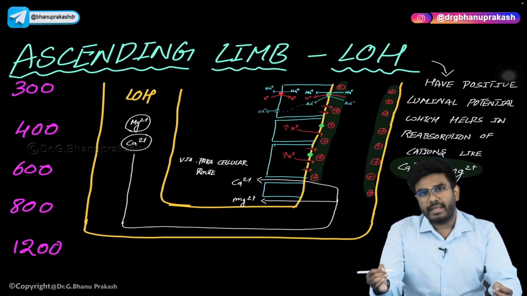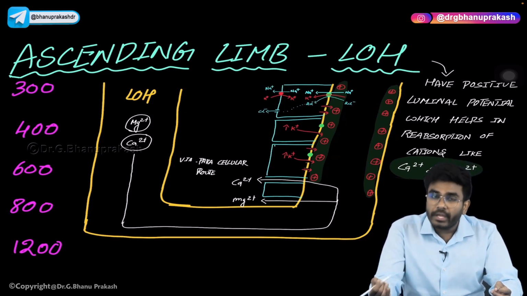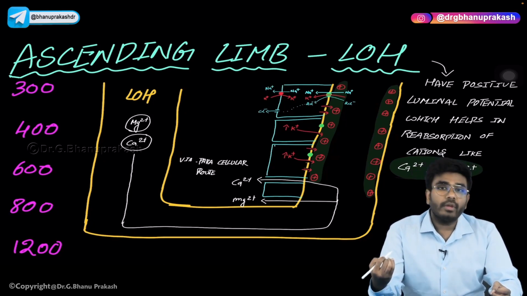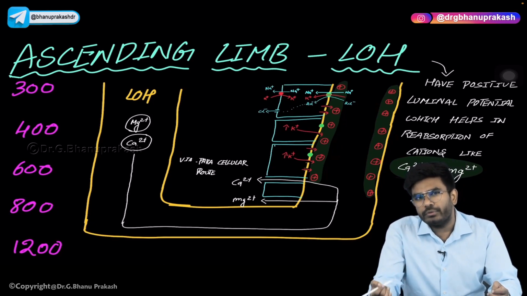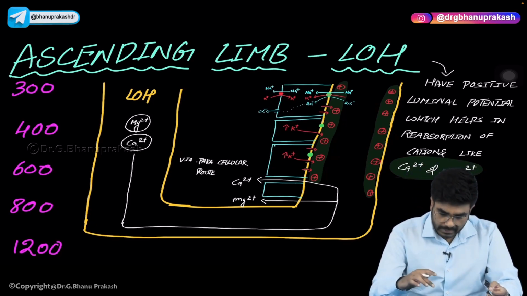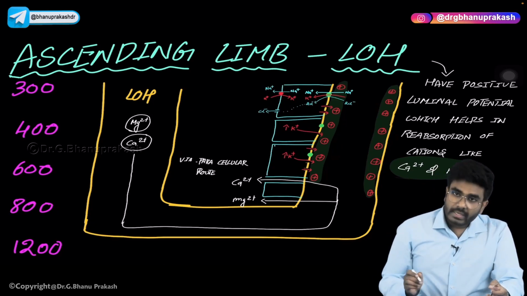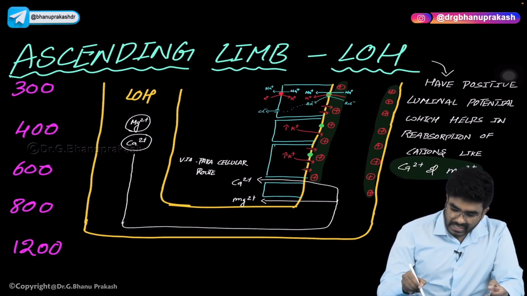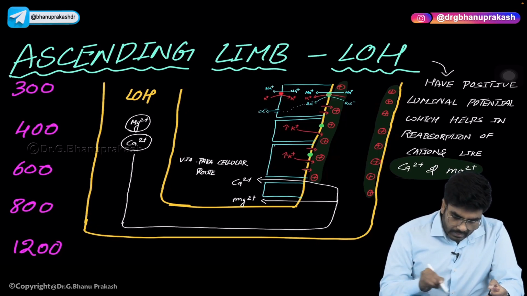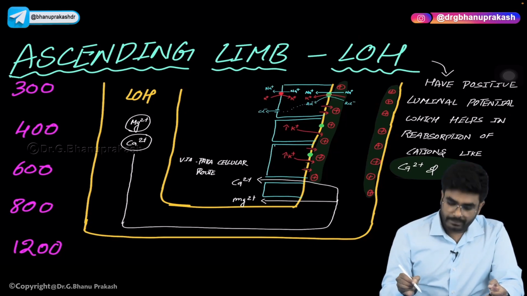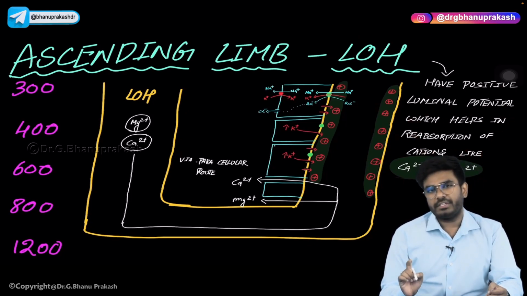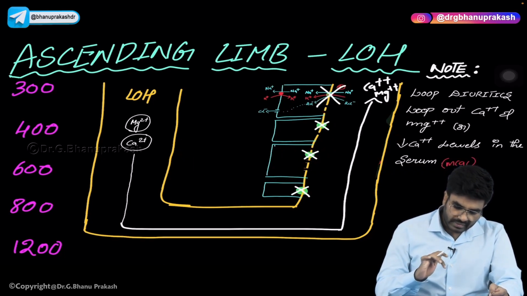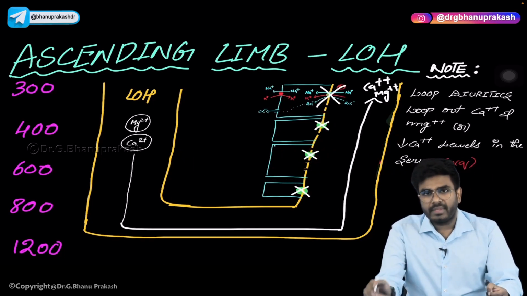Now, let's take a scenario where we are using loop diuretics and where we are using thiazide diuretics. What happens if we use loop diuretics and what happens if we use thiazide diuretics? Okay. Before that, please concentrate on the text which I have written here. The ascending limb of the loop of Henle has a positive lumen potential, which helps in reabsorption of cations like calcium and magnesium.